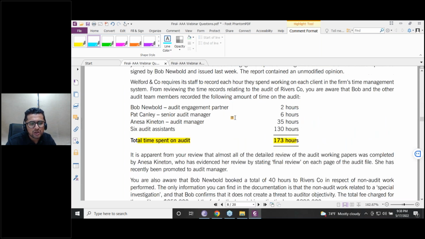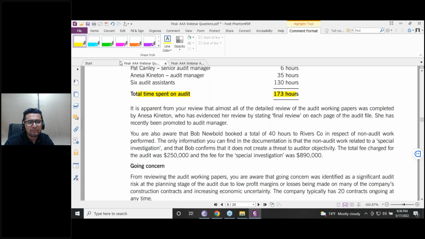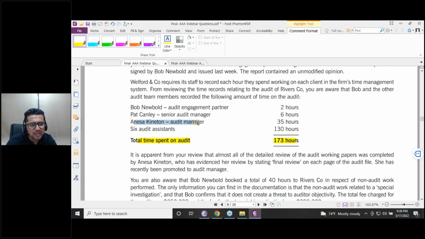Okay, let's go back to the question. It is apparent from your review that almost all of the detailed review of the audit working papers was completed by Anisa. Who's Anisa? Anisa is the audit manager. So Anisa has performed the detailed review of the audit working papers. All the review was performed by the audit manager. So no review was performed by the senior audit manager, nothing on a sample basis by the engagement partner, everything by Anisa, who has evidenced her review by stating final review on each page of the audit file. She has recently been promoted to audit manager.